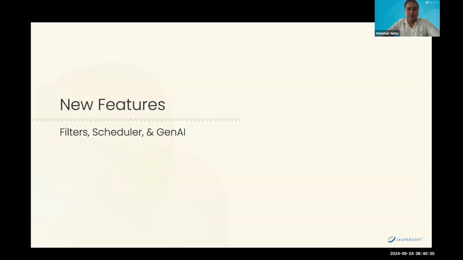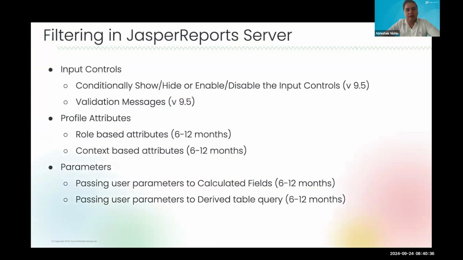All right, let's talk about new features, which is mostly on the server side. We'll talk about filtering, scheduler, and GenAI on the server side. So filtering, this is something that we have been giving a lot of thought on how to improve the filtering in JasperReports Server. So we have different ways of filtering. We have input controls, we have profile attributes, we have parameters, and we also have filters in Ad Hoc.